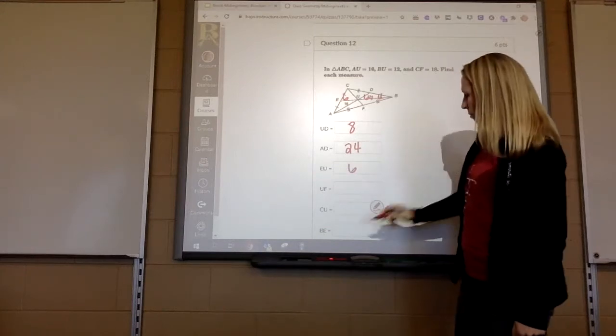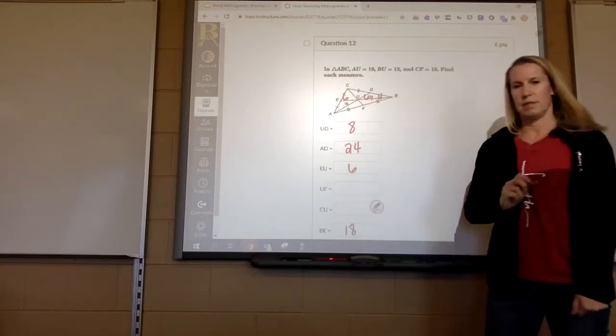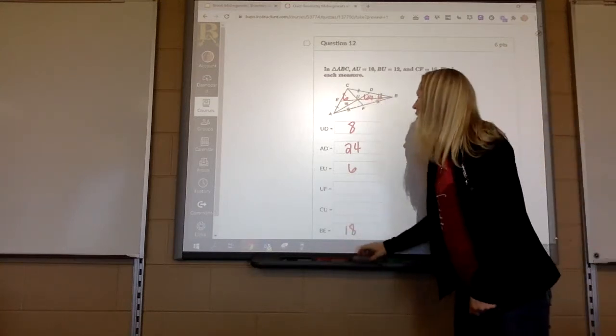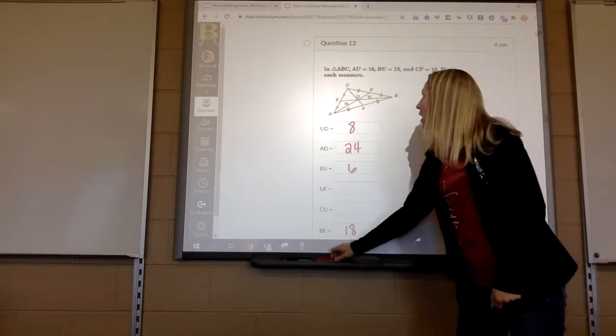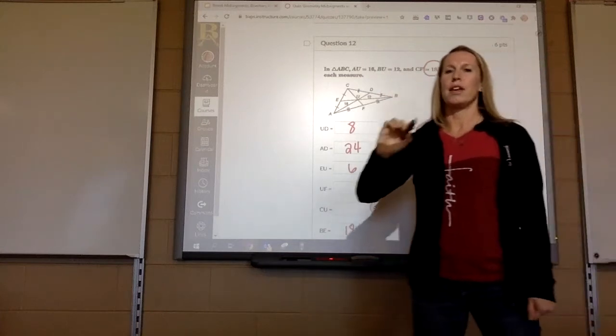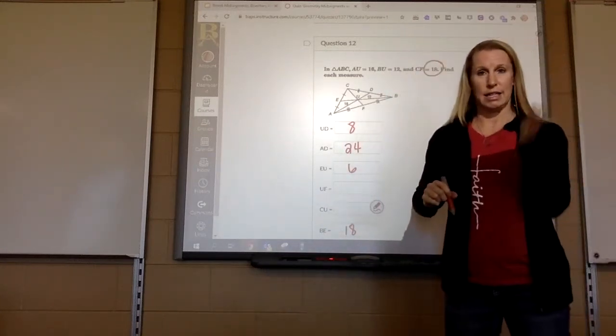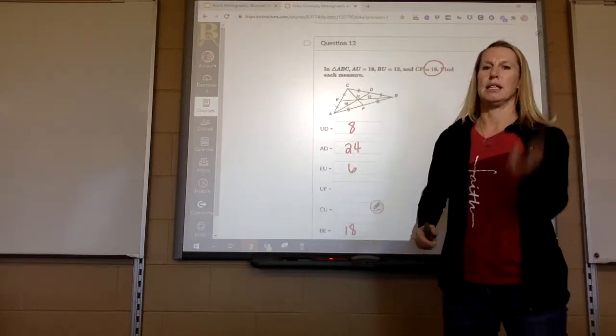Do I need BE? BE is way down here, so 6 plus 6 plus 6 is 18. That's way down there, sorry. Okay, finally UF. It says the whole thing is 18. So if the whole thing is 18, divide it by 3, and I get 6. 6 plus 6 plus 6 is 18.